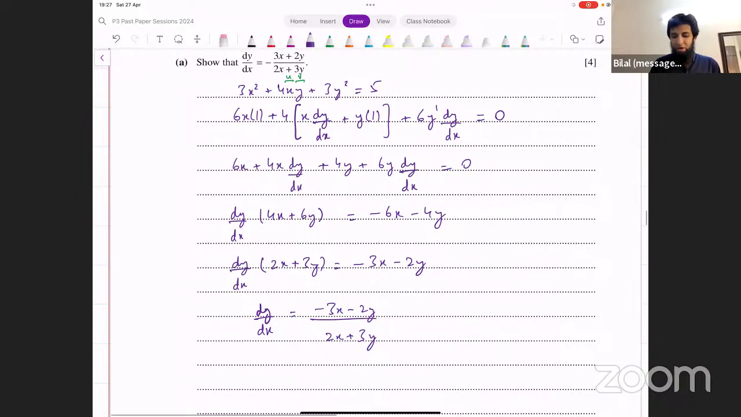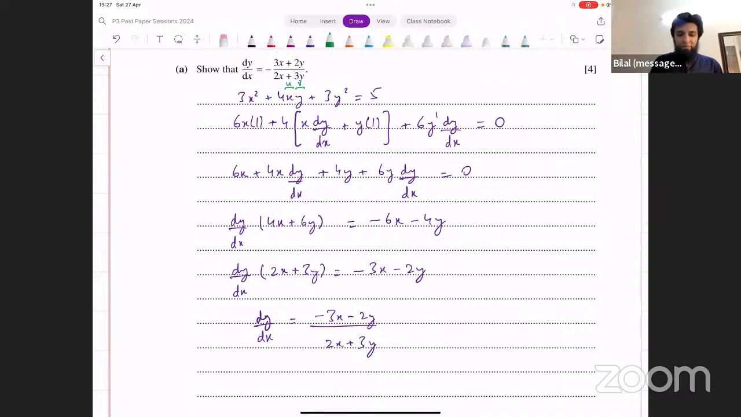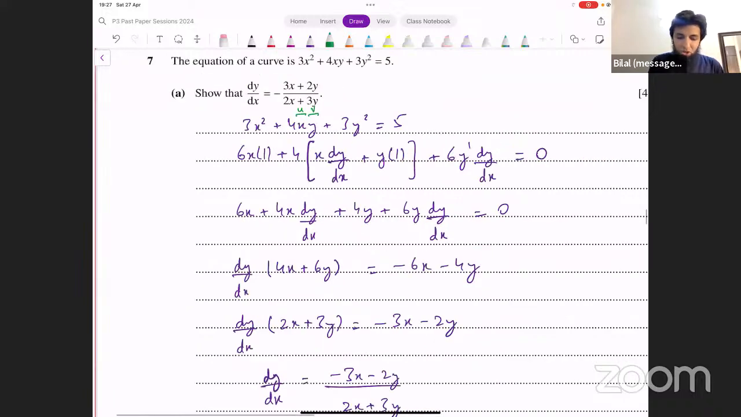In the denominator, we've got 2x plus 3y. In the numerator, they wanted 3x plus 2y. And we have minus 3x minus 2y. And they have this negative written outside. This negative is written, you see, with the whole fraction. It's not with 3 there. It's with the whole fraction.